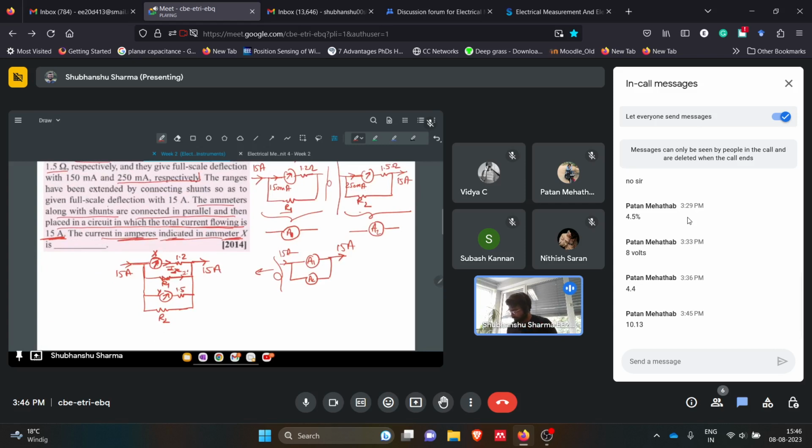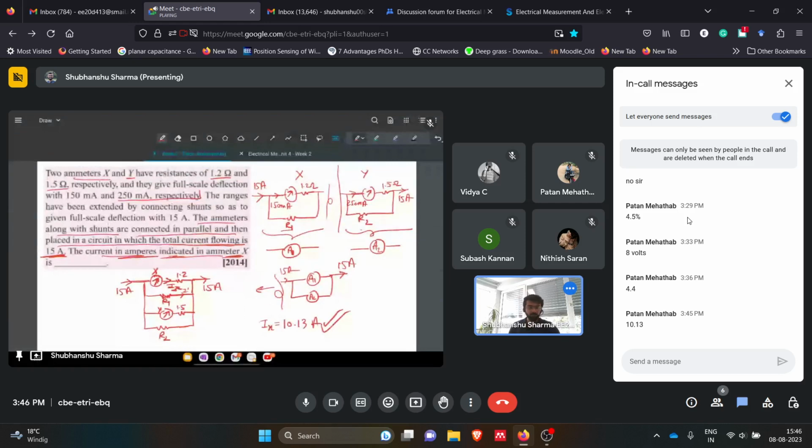So if I skip the calculation part, we have one answer, 10.13. Yeah, 10.13 is correct. So we have Ix as 10.13 amperes. So yeah, this was this question. Any doubts in this? If no, then we'll move forward.